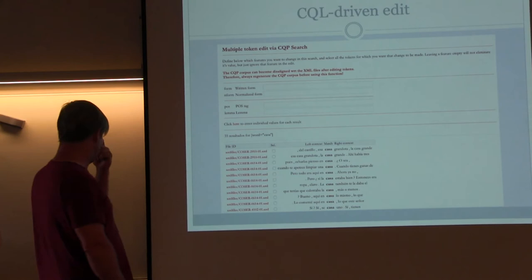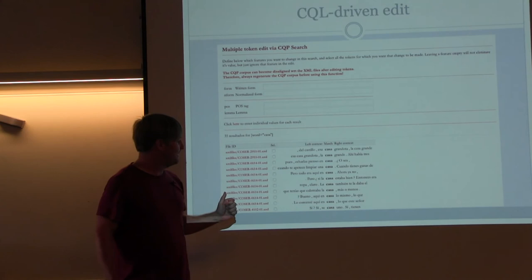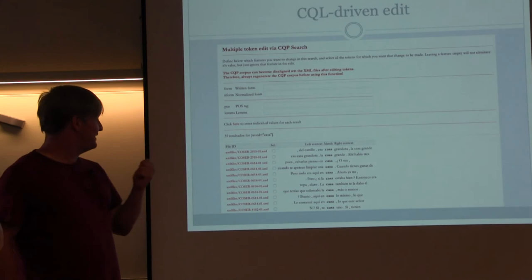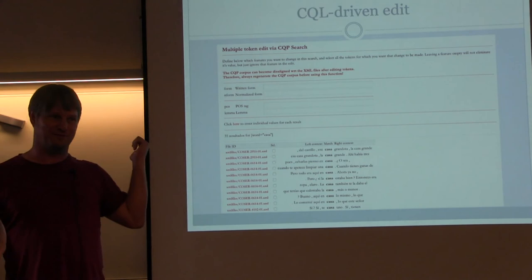And for some reason, I noticed that it made all of them into verb forms of the verb casar, to marry, which is correct, except that that's way less frequent than this one. So if all of them ended up being casar, then 95% or 99% of them will be incorrect. All of them should have been casa, house.